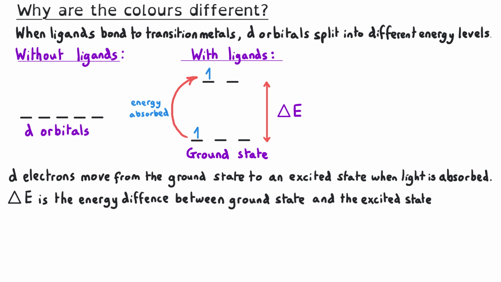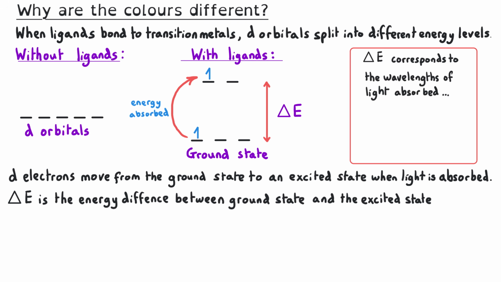Different wavelengths of light have different amounts of energy, and so delta E corresponds to the wavelengths of light that are absorbed by the metal compound. Since delta E is different for the different metals, this means that different wavelengths of light will be absorbed and transmitted, and so we will see different colours for the different metals.